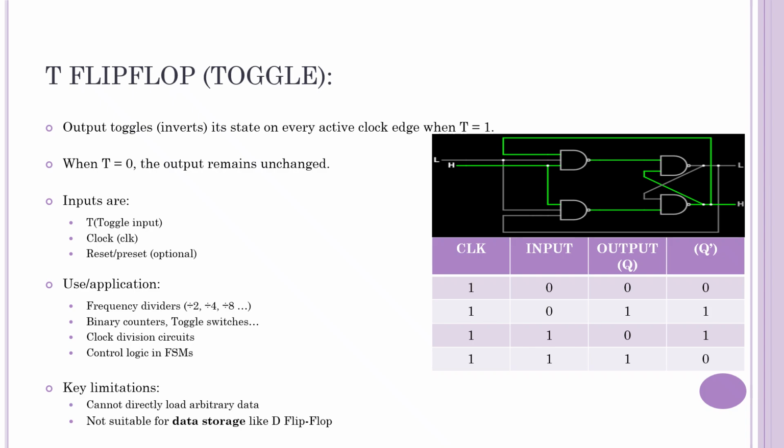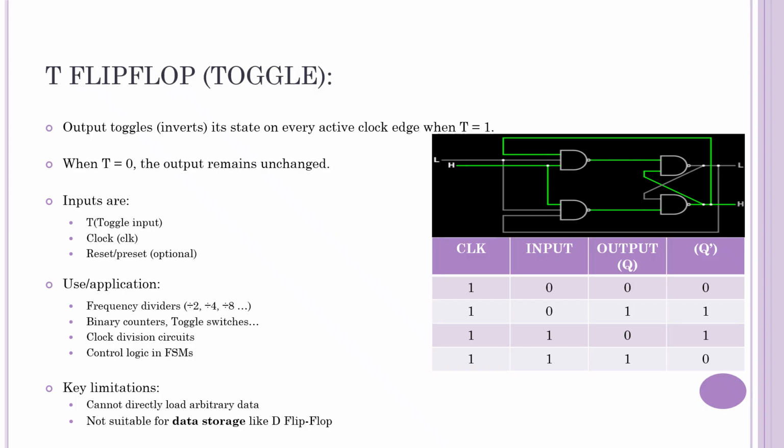Operation is super simple. If T is 0, it holds. If T is 1, it toggles on every clock edge. Because of this behavior, it stores a 1-bit state and is perfect for counting operations. That's why T flip-flops are widely used in frequency dividers like divide by 2, 4, 8, and so on, binary counters, clock division circuits, toggle switches, and control logic in FSMs.